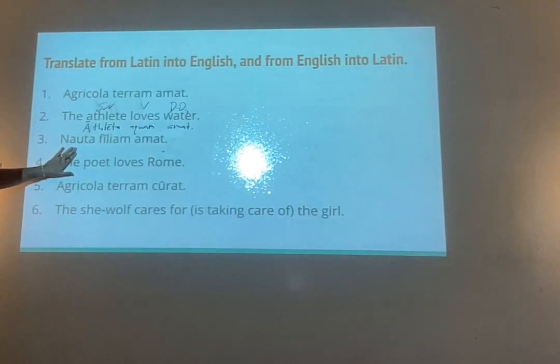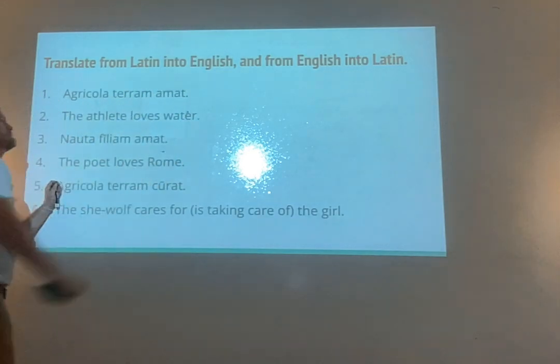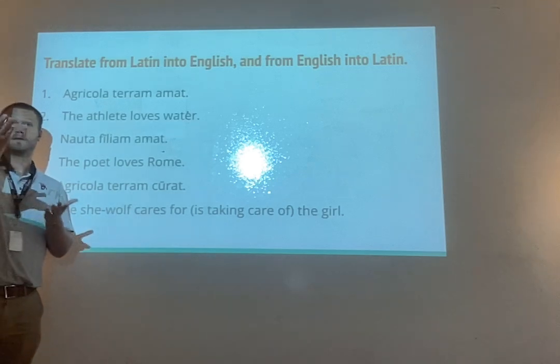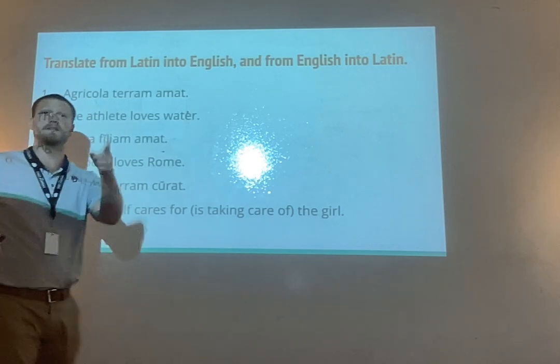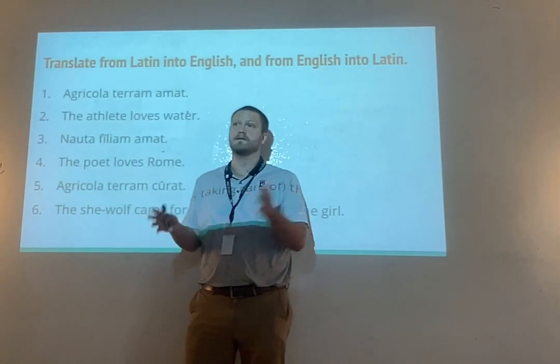Okay, so nauta is the subject noun. Good. And filiam is the direct object. Good. And amat is the verb. So it would sound like: the sailor loves his daughter. I love that you did that. Did y'all hear what she did? She implied what was already there.